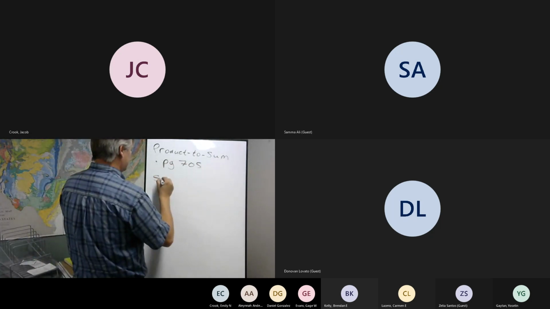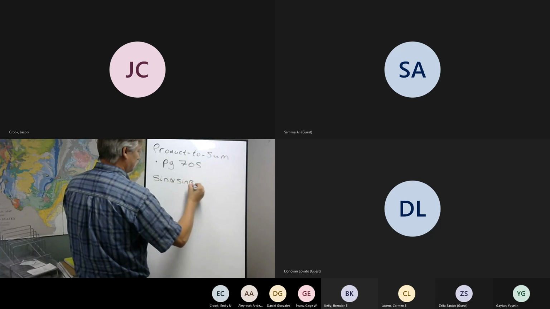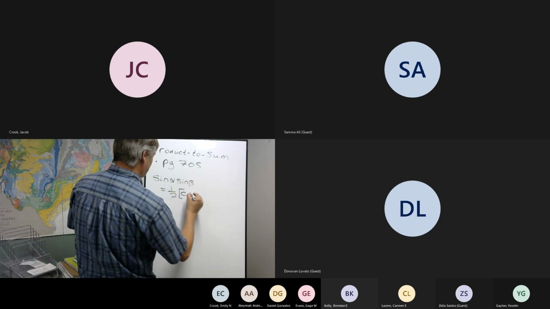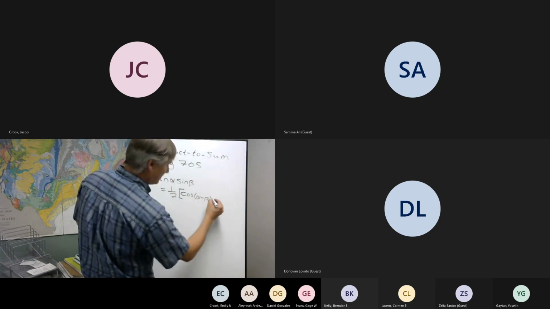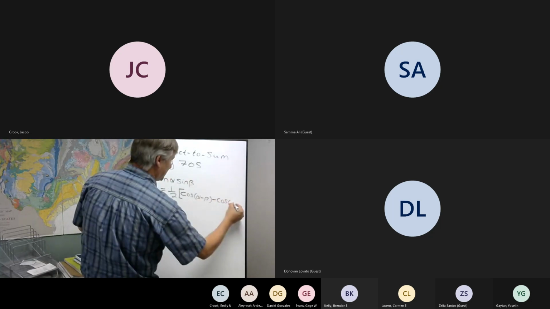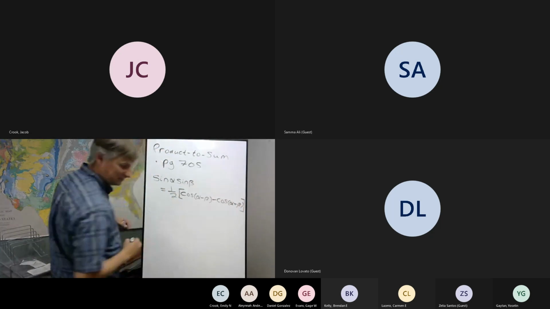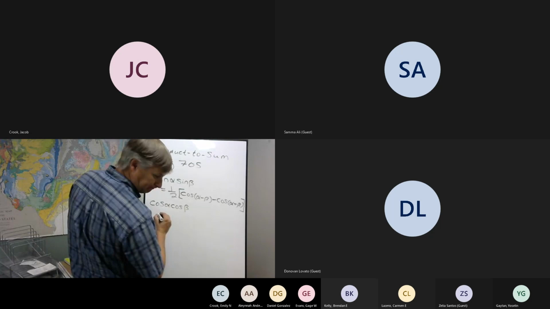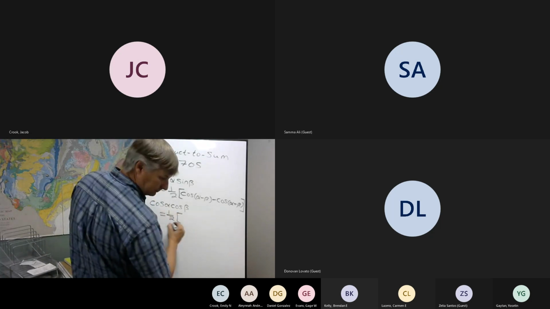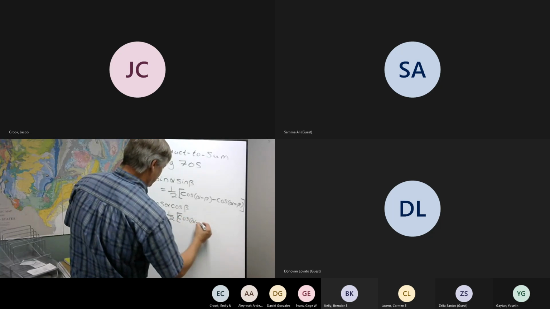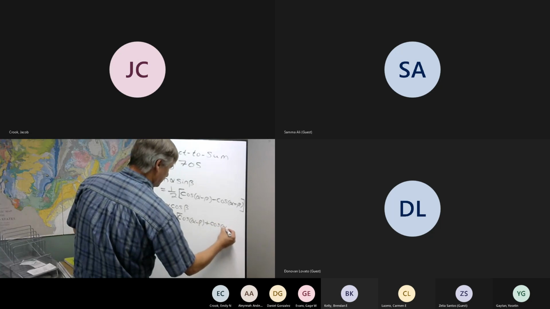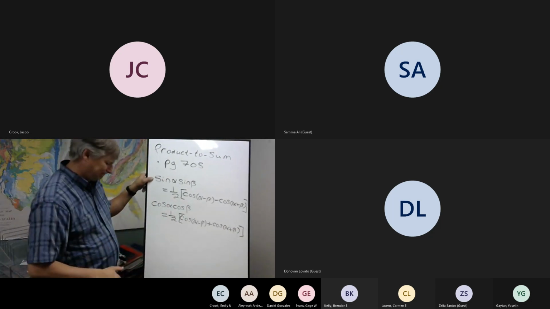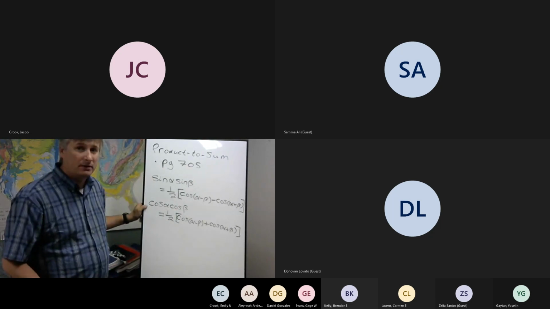So sine of alpha, sine of beta, and then we have cosine of alpha minus beta, minus cosine of alpha plus beta. This will be the same thing, but we're going to add. So this is your sine times sine, that's your cosine times cosine.